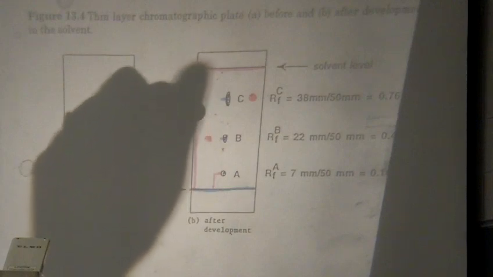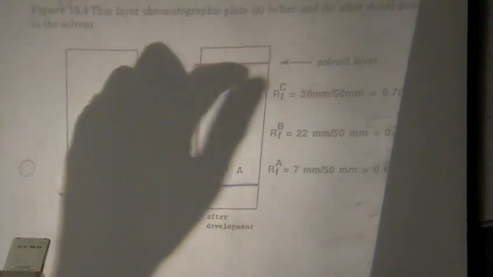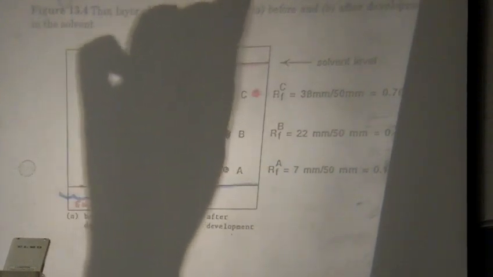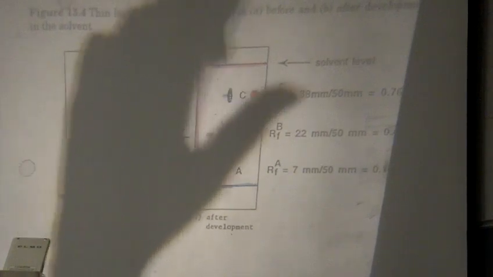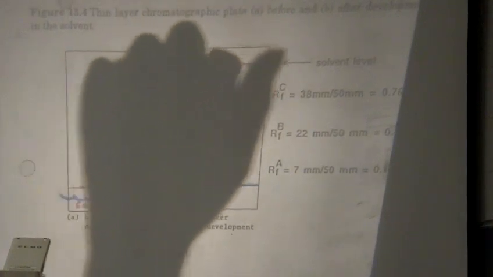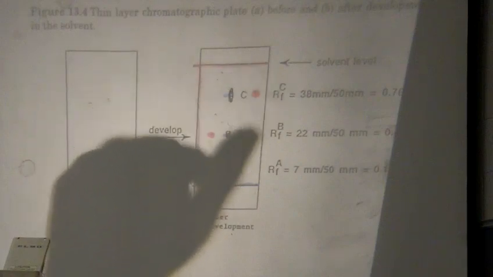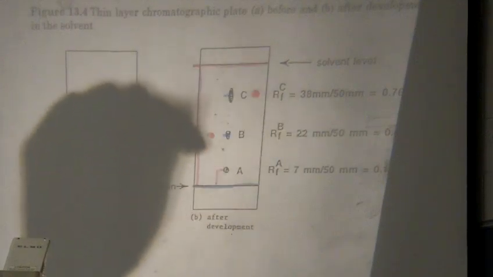Then once you develop it, you're going to let that eluent travel up to the top, and you want to stop probably about 1 centimeter from the top. You'll pull your TLC plate out of the chamber, mark that origin line, and then you're going to look and see what spots you have.